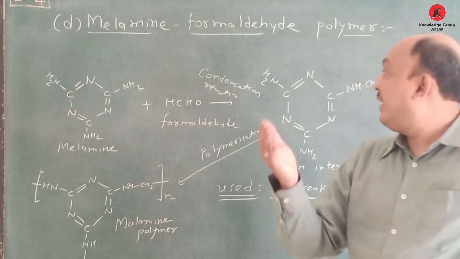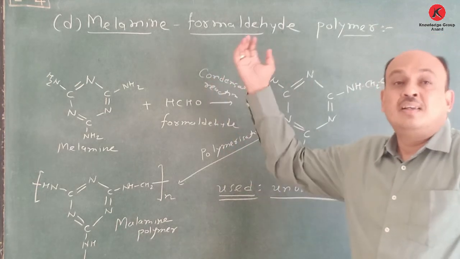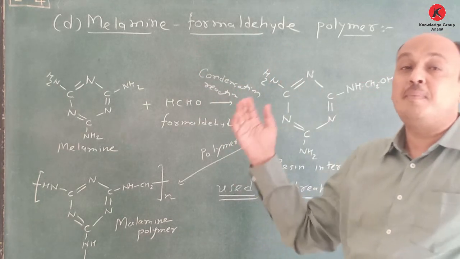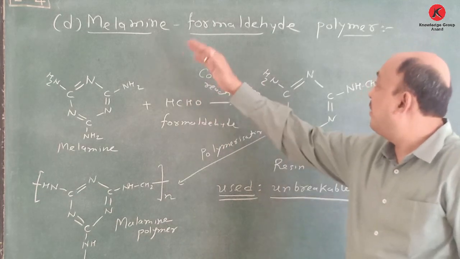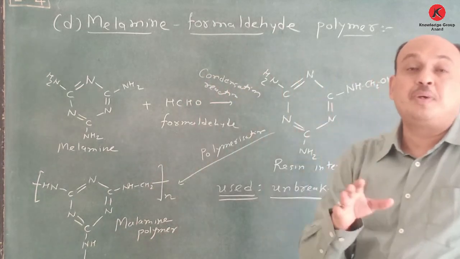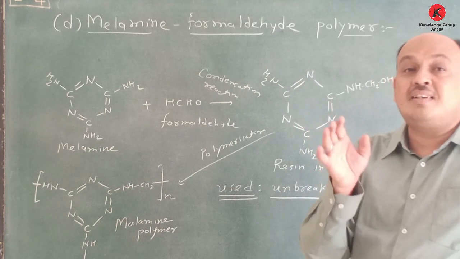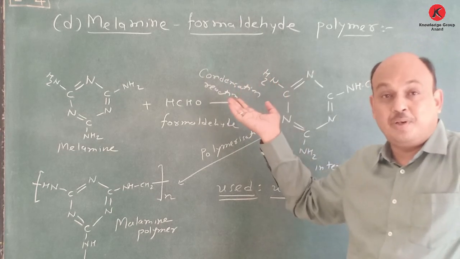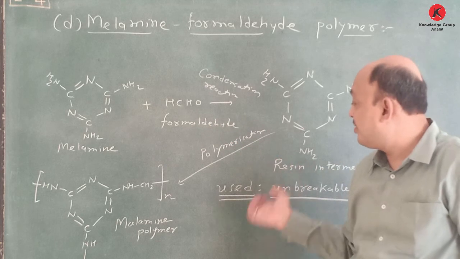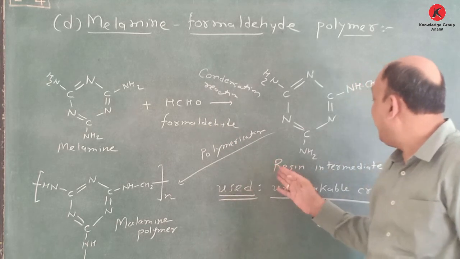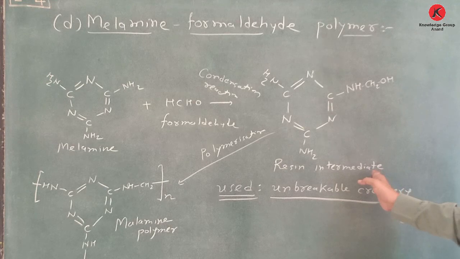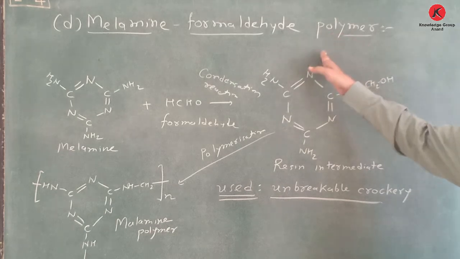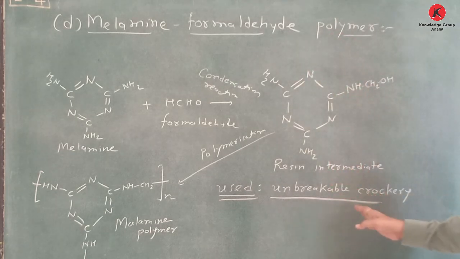Next one is bakelite, that is phenol formaldehyde polymers. And next one is melamine formaldehyde polymers, which monomer is used. In bakelite we use novolac polymer, and here melamine polymer is used. Okay, so melamine polymer is obtained from the resin intermediate. Remember, this is the resin intermediate, and it undergoes polymerization reaction. So that's why it is considered melamine formaldehyde polymers, and what is the use of this polymer.